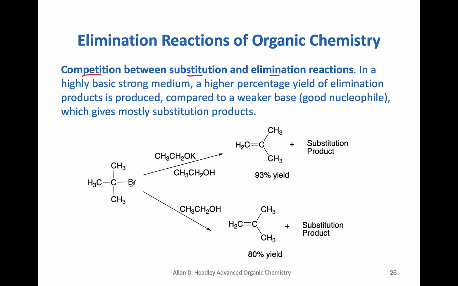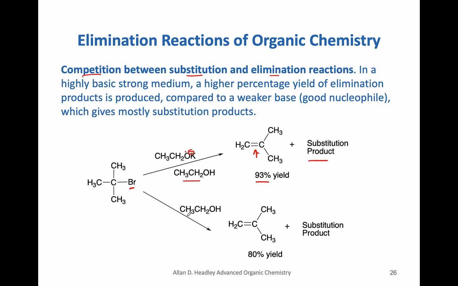So let's look at this. Leaving group. This is ethoxide, strong base, solvent. Notice here we get 93% elimination, a high percentage of elimination. The other products are substitution products, because here again this is the base, but it's also a nucleophile, so it can come in after this group leaves to react with the carbocation to form a substitution product.